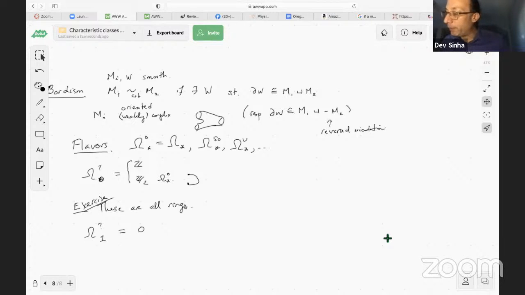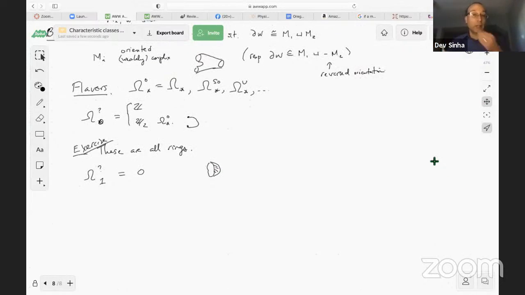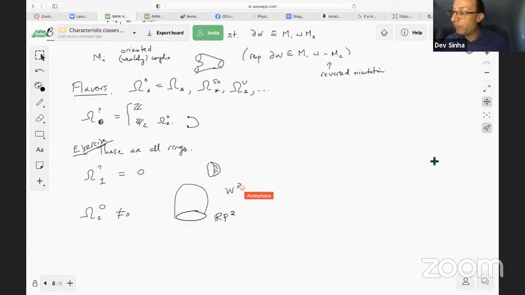So anyways, we've got this one manifold and it bounds a disk. Great. But it's not clear, when we no longer have so few manifolds, how this works out. So let me just tell you that, for example, omega 2 in the standard theory is not 0, because I claim that RP2 is not the boundary of any W which is three-dimensional.